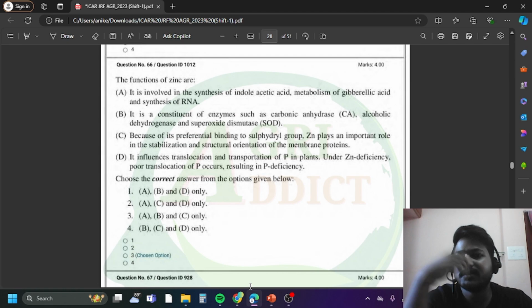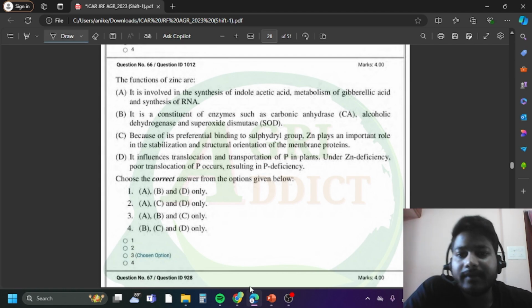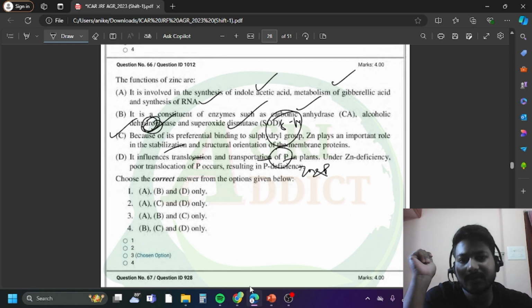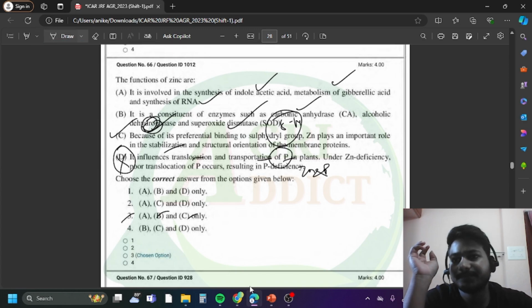Next question is the functions of zinc. It is involved in the synthesis of indole acetic acid, correct. Metabolism of gibberellic acid, correct. Synthesis of RNA is correct. It is a constituent of enzymes such as carbonic anhydrase, correct. Alcohol dehydrogenase is correct. SOD is correct. Because of its preferential binding to the sulfhydryl group, zinc plays an important role in the stabilization and structural orientation of the membrane protein. Yes, sulfur and hydrogen combine, so it is correct. D, it influences translocation and transportation of P. No, zinc and P have an antagonistic effect. They are not helping each other, so option D is incorrect. So A, B and C are correct.